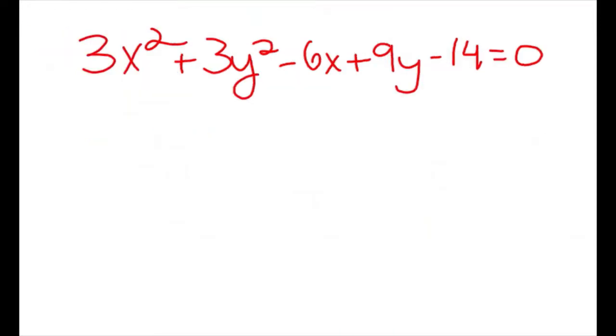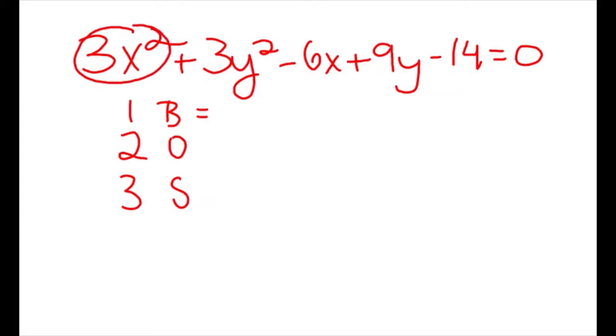Let's say we have the equation 3x squared plus 3y squared minus 6x plus 9y minus 14, and we are asked to figure out what kind of conic section it is. Before we even complete the square, we can understand what kind of conic section it is by asking our three questions. First, are both variables squared? Yes, they are. We can see here we have x squared, and here we have y squared. So that means we go on to our next step.